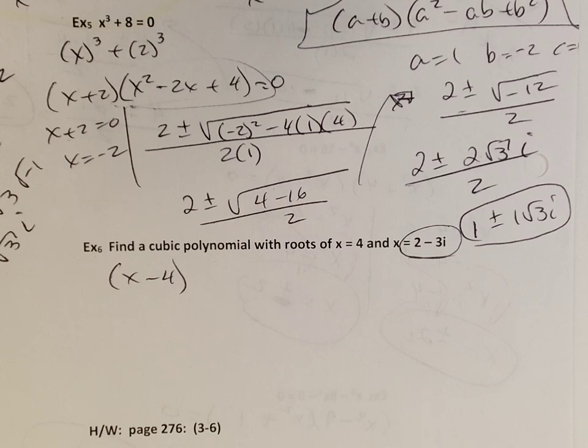This is getting to be ugly, but I can do it, okay? I'm going to get a 3ix, a positive 3xi. I'm going to get a negative 6i. And then I'm going to get a negative 9i squared. Oh my gosh!